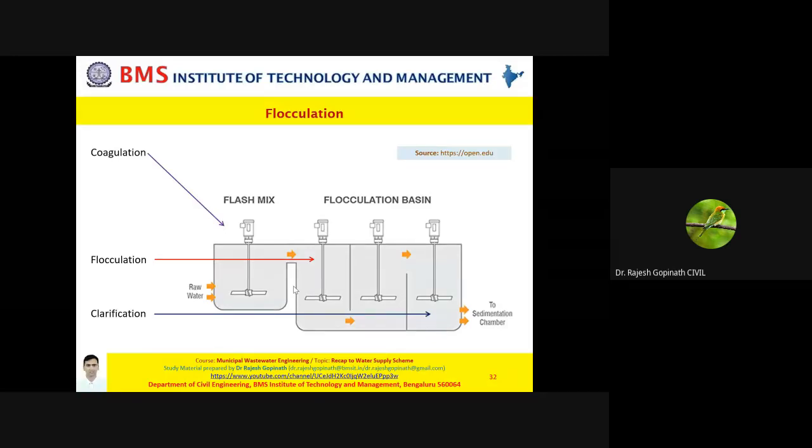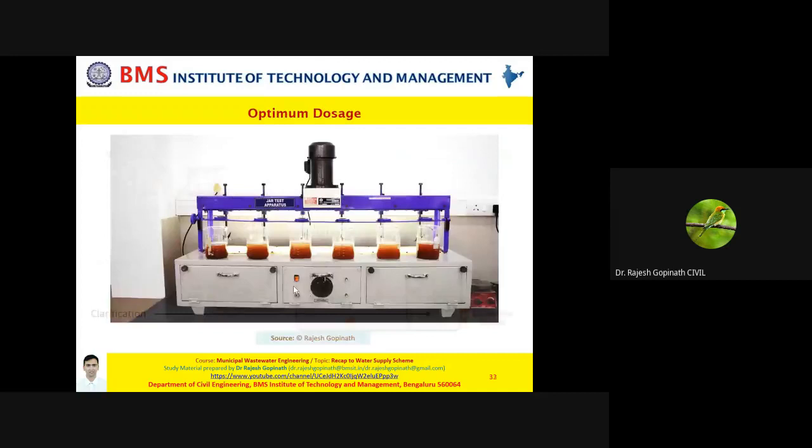Flocculation is wherein you provide external energy, and due to this external energy, the rate of mixing enhances and the rate of settling also enhances. So this is a simple description of how coagulation and flocculation take place. Further, you will be exposed to experiments such as the jar test, wherein you decide the optimum dosage of a coagulant. This is the experimental setup in our laboratory.